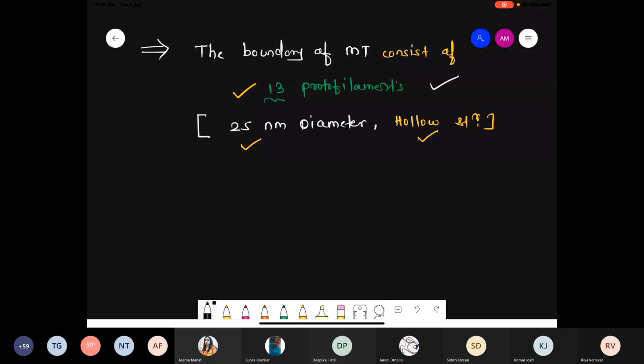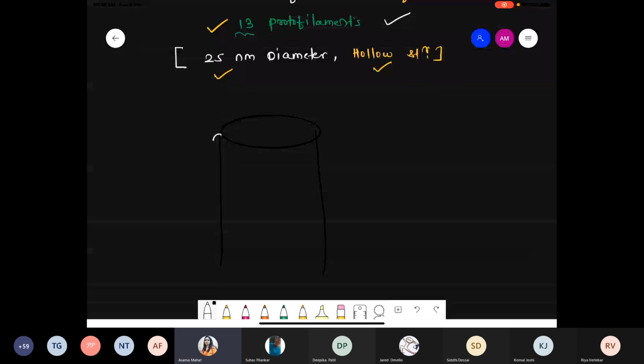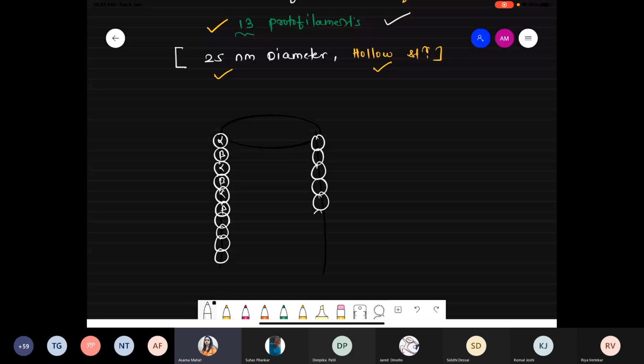Suppose one alpha, one beta, one alpha, one beta, like this. So we just draw a boundary. Alpha, beta, alpha, beta, alpha, beta. So all the tubulin proteins arrange helically with each other, and finally they form a structure like this. We already discussed this central part.